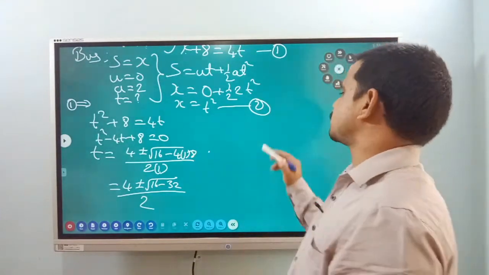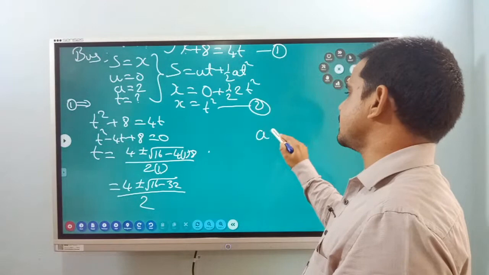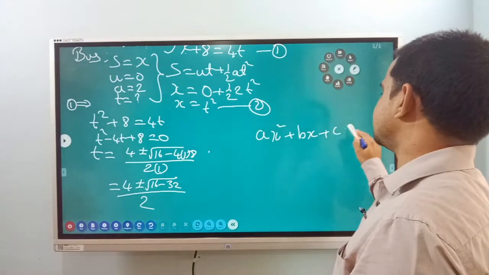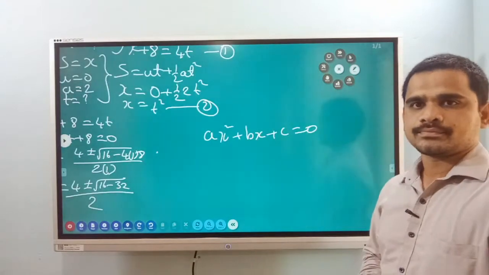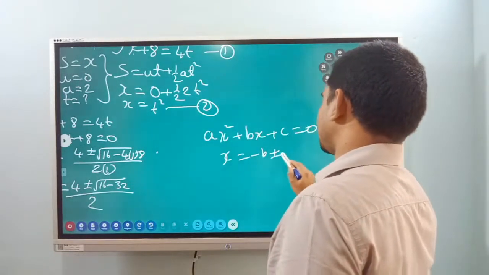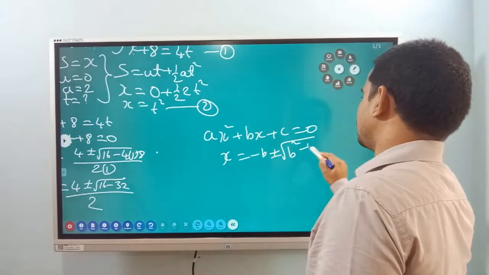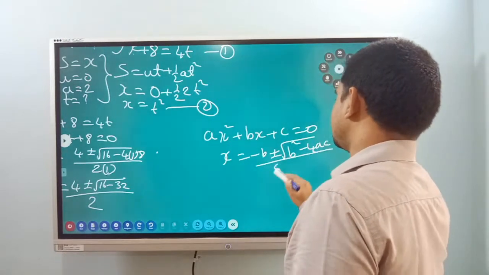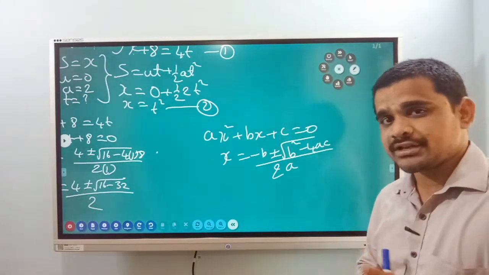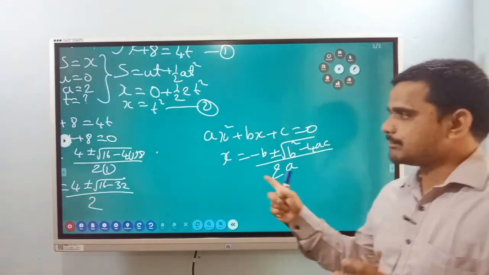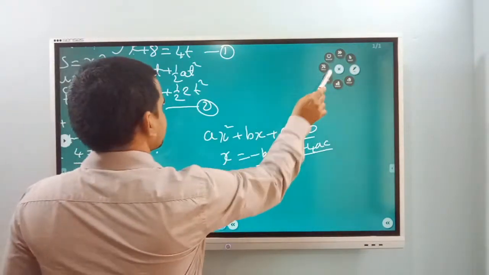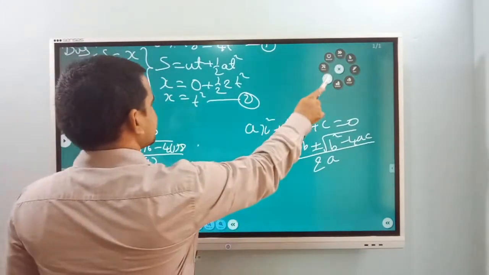What is a quadratic equation? A quadratic equation is nothing but ax square plus bx plus c is equal to 0. What are the roots for this? x is equal to minus b plus or minus root of b square minus 4ac, by 2a. That is the quadratic formula. Just compare these two and you'll get an idea.